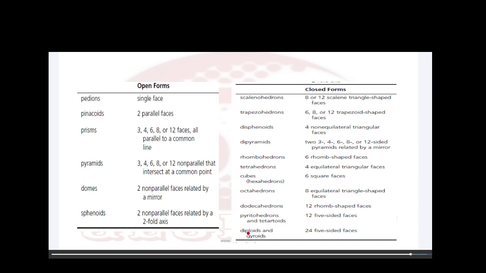Then there are also other forms. There are your scalenohedrons, trapezohedron, disphenoid, dipyramid. So just remember the number of faces and shape of faces. So scalenohedron has 8 or 12 faces and consists of scalene triangle shaped faces.